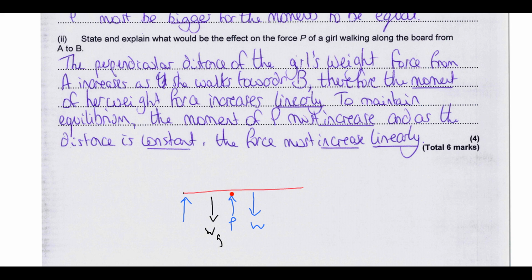Therefore, P hasn't altered its distance, so it must increase in force to allow it to increase its moment to counterbalance this. Then, as the girl walks along, the moment of her weight force is going to become bigger and bigger and bigger about A. Therefore, the force of P is going to get bigger and bigger. And because her moment's going to increase linearly, the force of P would increase linearly.